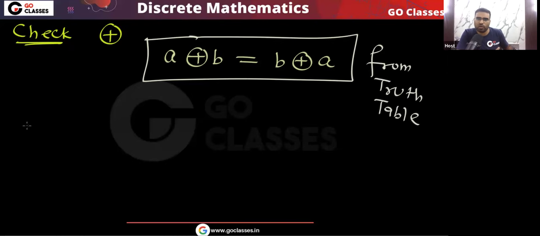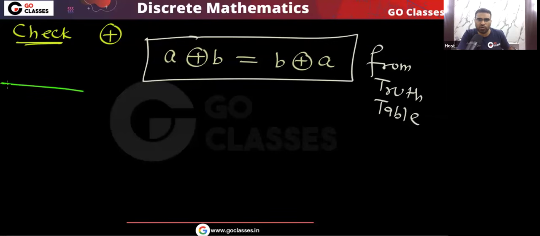Just create the truth table of A XOR B and B XOR A. That will always be the same, because this will be true when both are different. Yes or no? So order does not matter here. In XOR, order does not matter because the result is true when the two inputs are different.